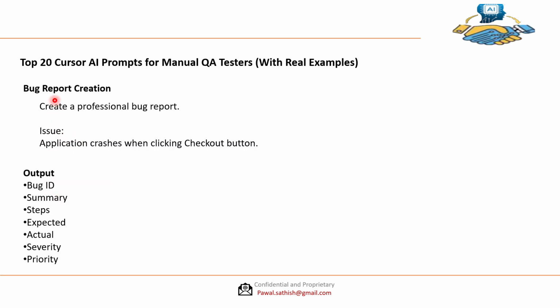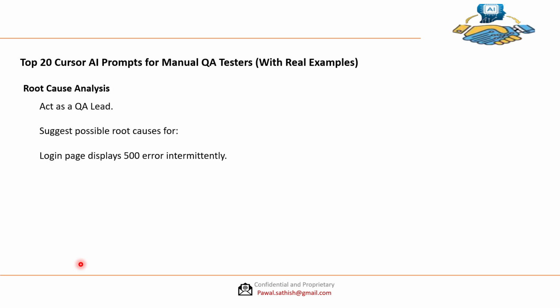Then, in case we need to generate a bug report, we simply say: create a professional bug report for the following issues. We just need to mention the issues and in what format we require the output. We need to give all the fields, similar to a test case: bug ID, summary, steps, expected result, actual result, severity, and priority.